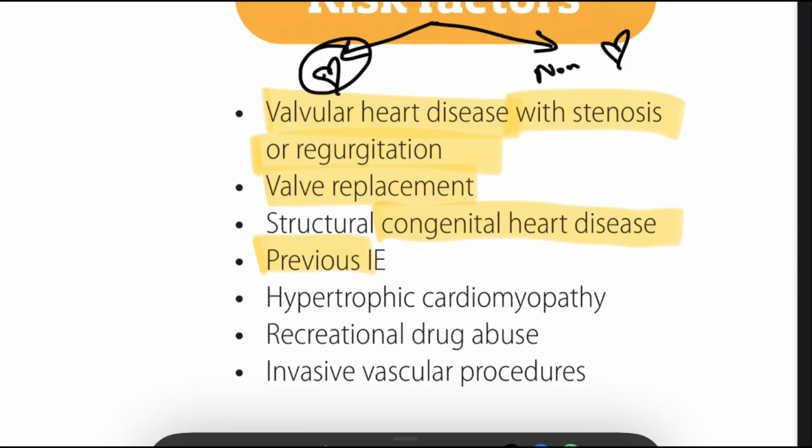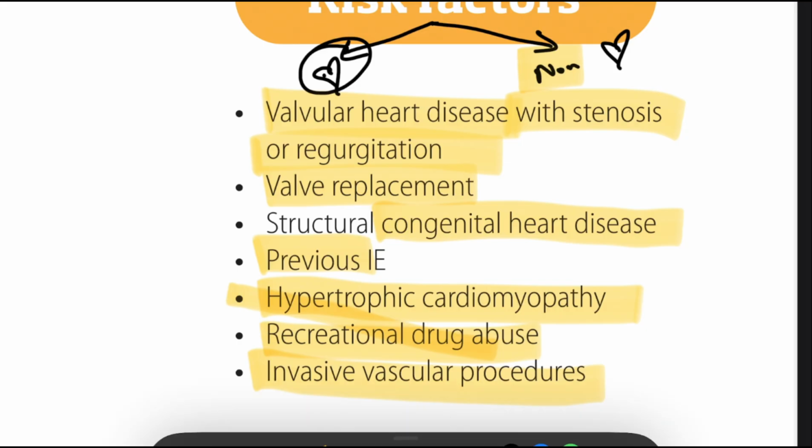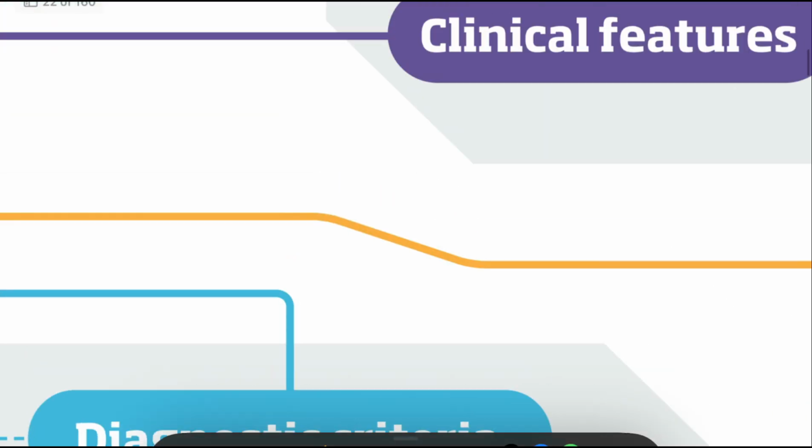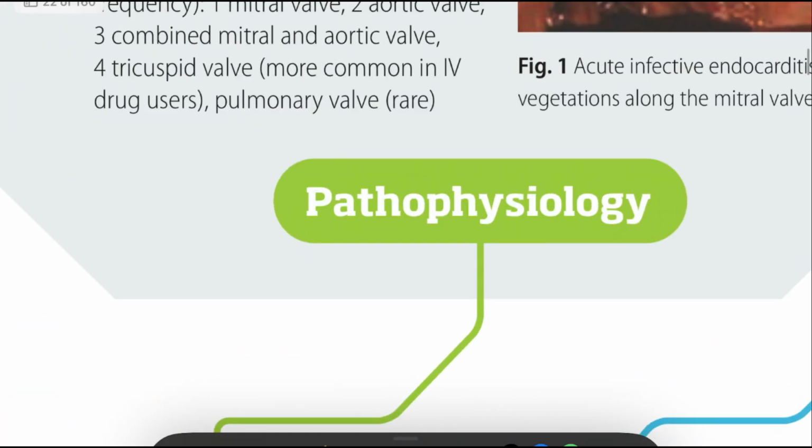Next, the non-cardiac risk factors: intravenous drug use, poor dental hygiene, indwelling catheters, immunosuppression or hemodialysis. Hypertrophic cardiomyopathy and invasive vascular procedures are cardiac, while recreational drug abuse is non-cardiac. These are the main cardiac and non-cardiac risk factors of infective endocarditis. Next, we can see the pathophysiology.